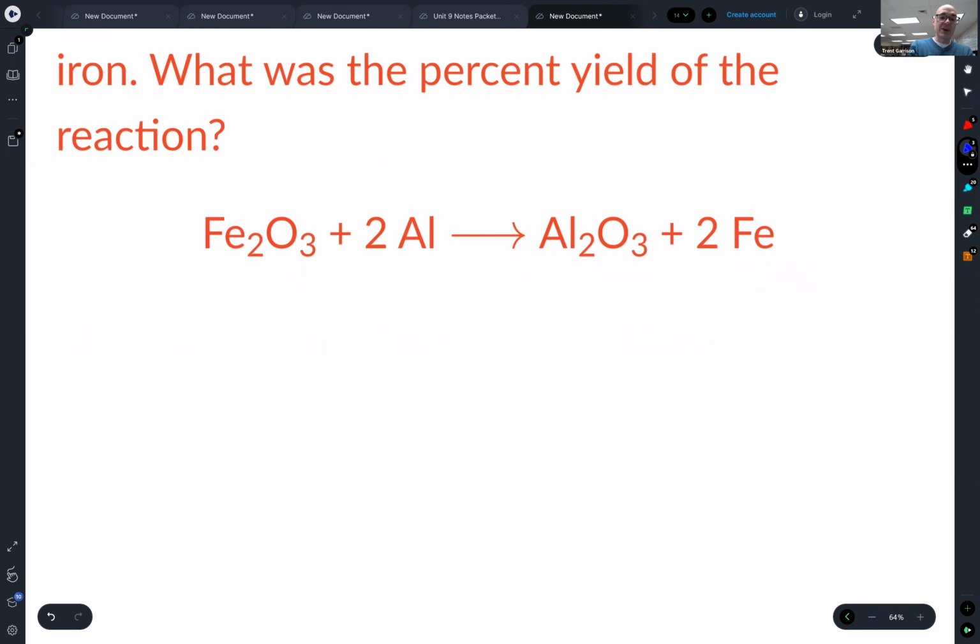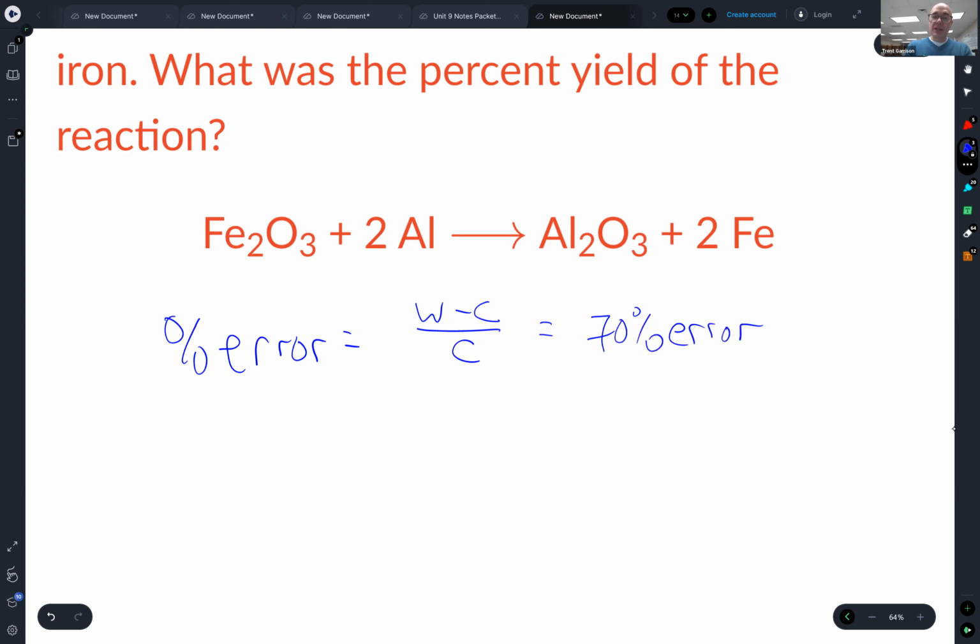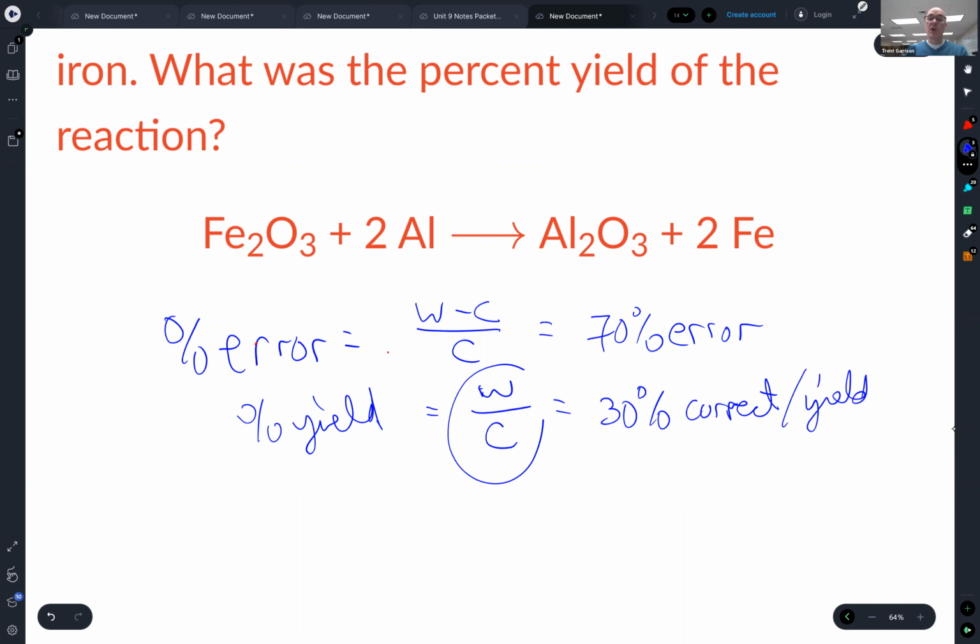So if percent error was wrong minus correct divided by correct, and say that that gave you 70% error, well, then percent yield is just a fancy way of talking about how much you're correct. So it's the reverse, and so it would end up being 30% correct. Although we don't use the word correct in chemistry, they would use the word yield. So it ends up being wrong divided by correct is going to be our formula that we're going to need.